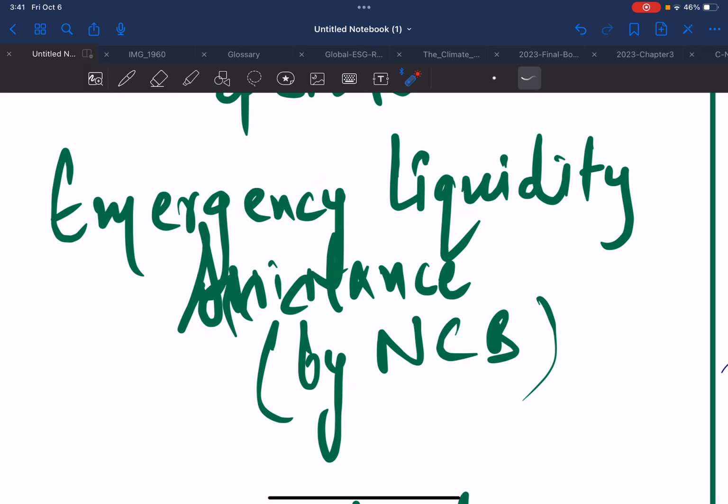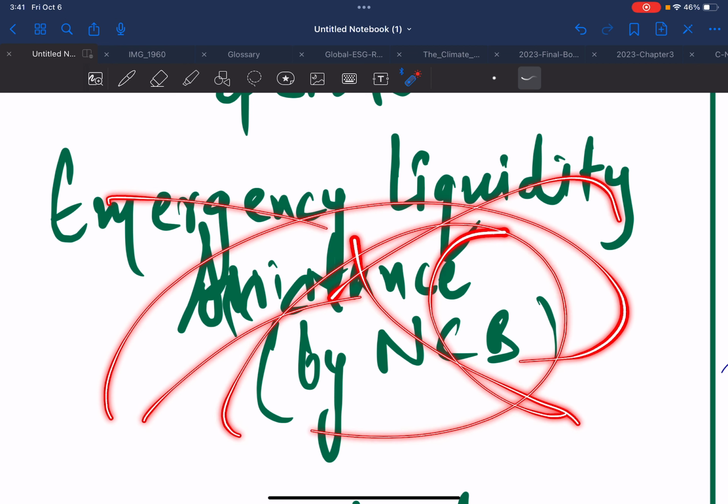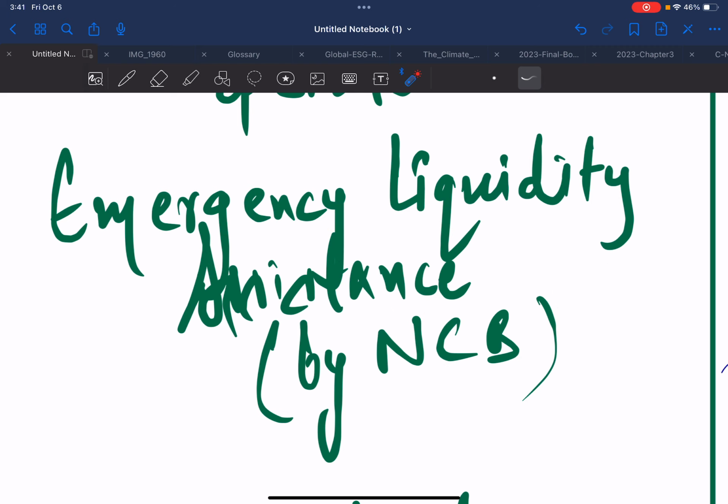There is going to be supervisory oversight. While ELA provides crucial support, it's not a blank check. The provision of emergency funds is usually subject to close scrutiny and supervision. There are checks and balances to ensure that these funds are used appropriately, and there may be conditions imposed to address the root causes of liquidity problems.